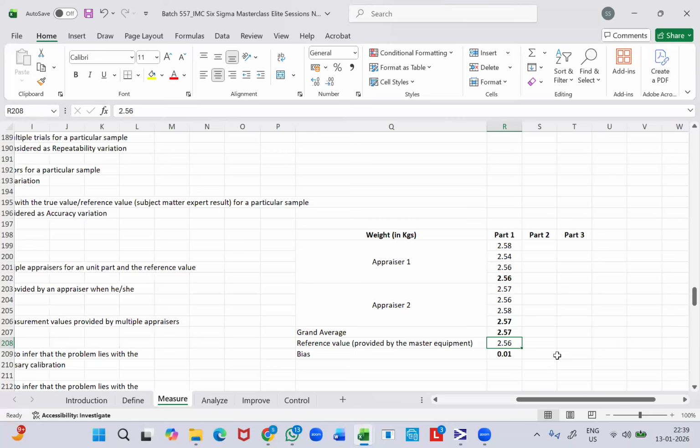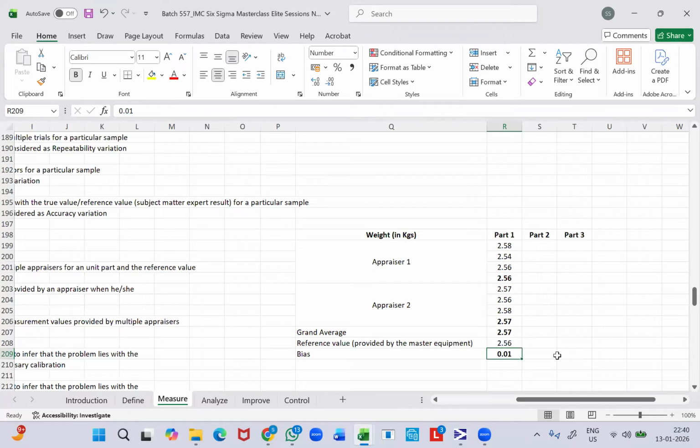So if that happens to be 2.56, and we have the grand average as 2.57, we can then calculate what is called bias. Bias is the metric which is the equivalent of accuracy in the discrete data scenario. So here we would call that bias. Bias is nothing but the difference between the average of the measurement values provided by the appraisers and the reference value, which can be obtained by having the sample unit measured by that master equipment, right? So the bias here in this example is 0.01, 2.57 minus 2.56, right?